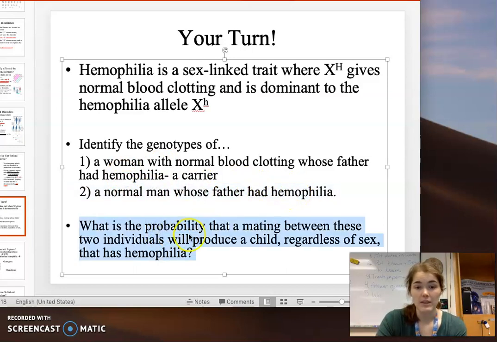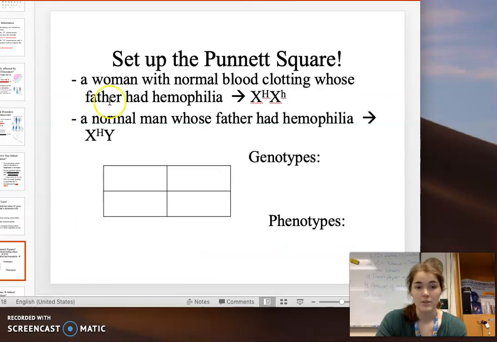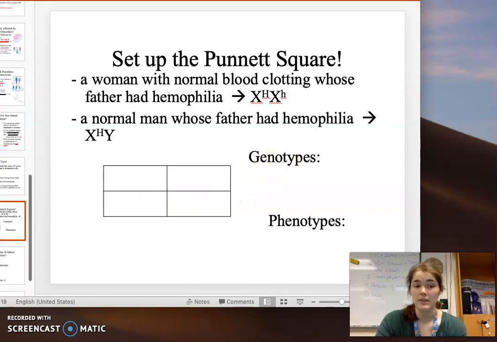What is the probability that a mating between these two individuals will produce a child, regardless of sex, that has hemophilia? So you set up your square. She's a carrier, meaning she's X big H, X little h. He's normal, he's X big H, Y. So set this up with X big H, X little h, X big H, and Y, and see if you can figure out the genotypes and the phenotypes. You do not have to put the square on your notes, just put the genotypes and phenotypes.